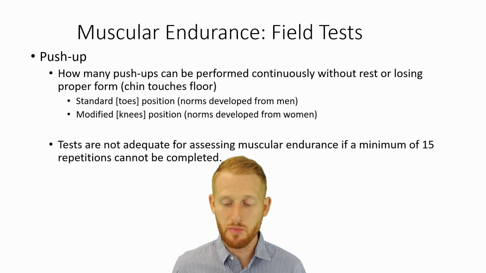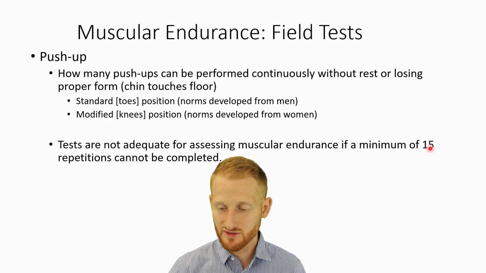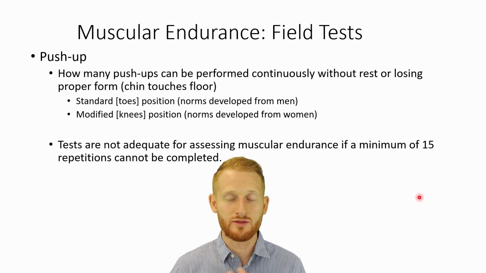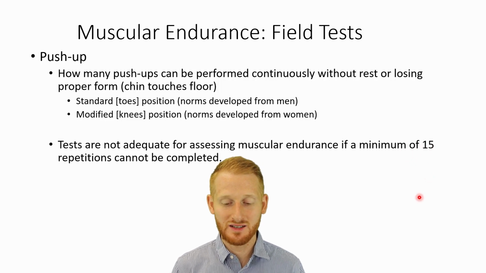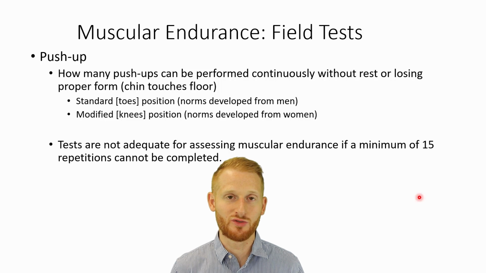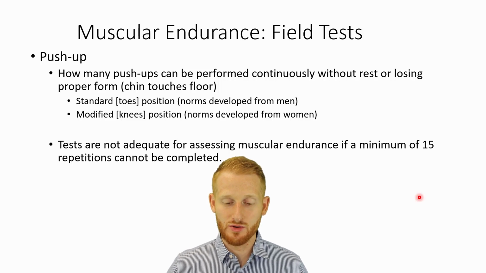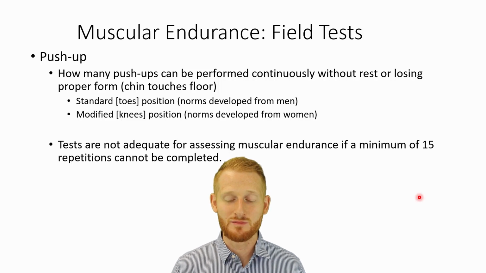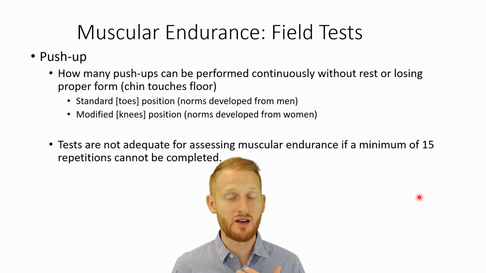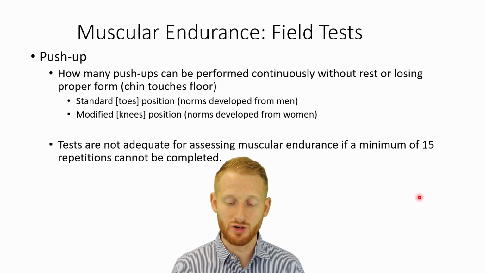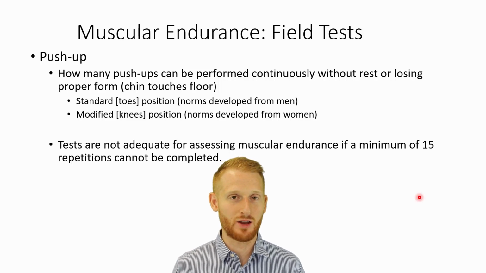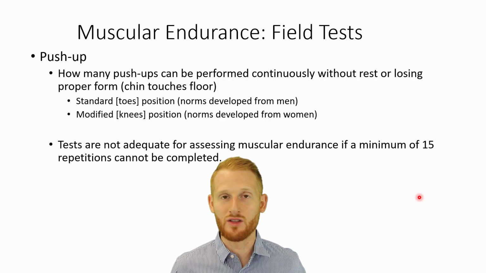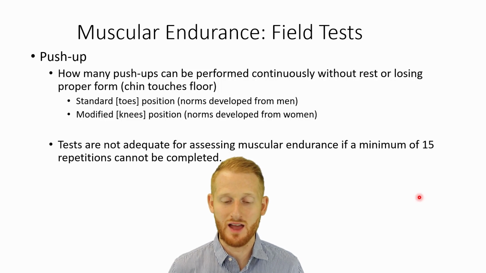I already mentioned this, but if you're not able to do at least 15 repetitions of whatever the exercise is that you're using as the test of muscular endurance, then it is not an adequate test for muscular endurance for that individual. All right, so if you have somebody doing the push-up test and they can only do 12 push-ups, then that means they don't have great enough muscular endurance in order to use that test adequately. So they need to be using some other test, maybe a curl-up test or something like that, in order to test their muscular endurance.